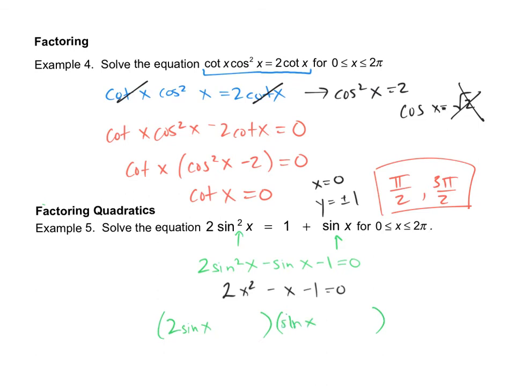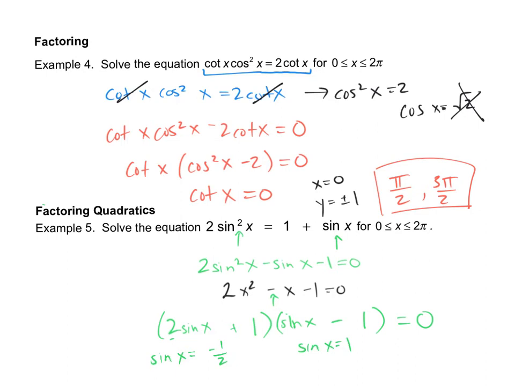And then I'm going to have one of them be positive and one of them be negative. And I'm going to have 1 here, and then I just have to figure out which one's positive and which one's negative. The negative sign wins, so it's going to go opposite the larger coefficient, and that one's plus. And now I have 2 different things that I can set equal to 0. So either 2 sine of x plus 1 equals 0, so the sine of x equals negative 1/2, or the sine of x minus 1 equals 0, so sine of x equals 1.